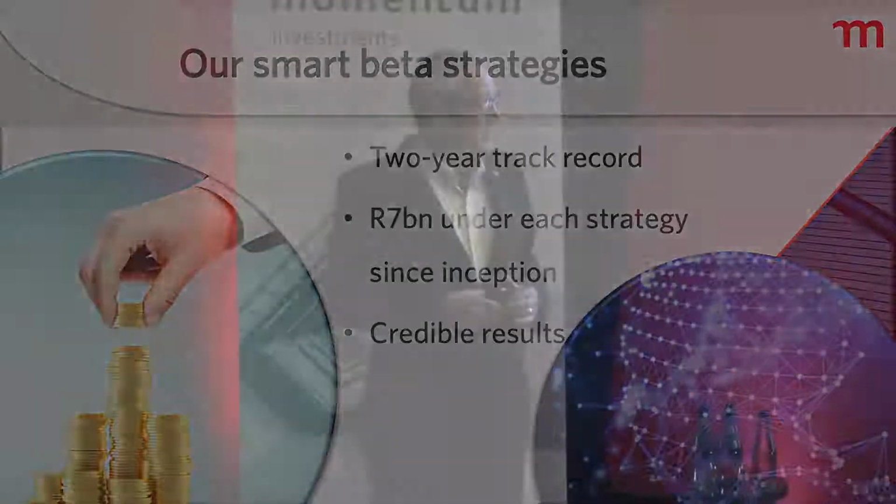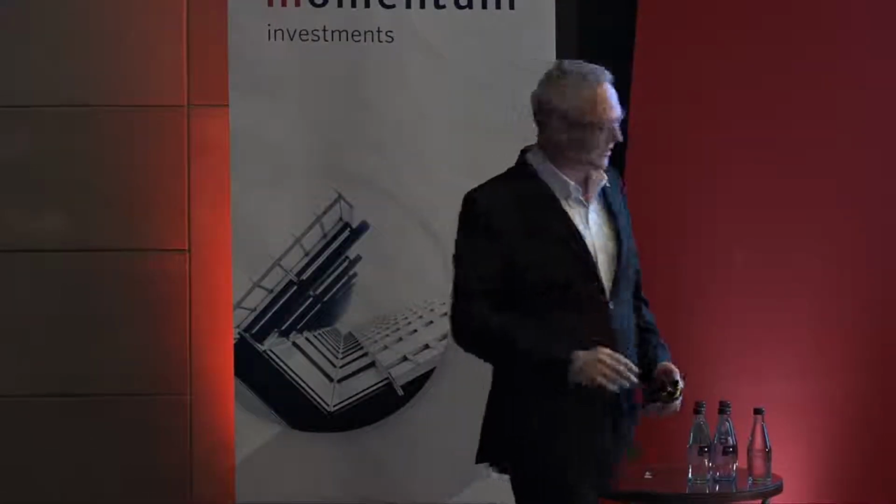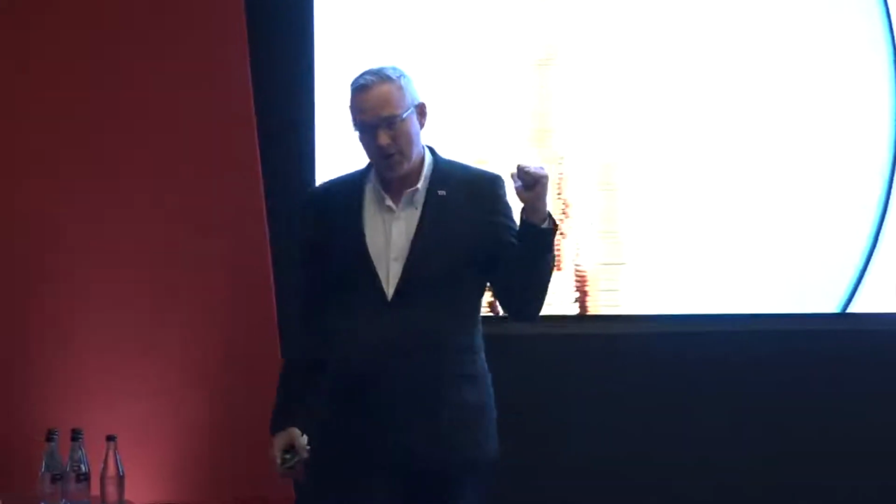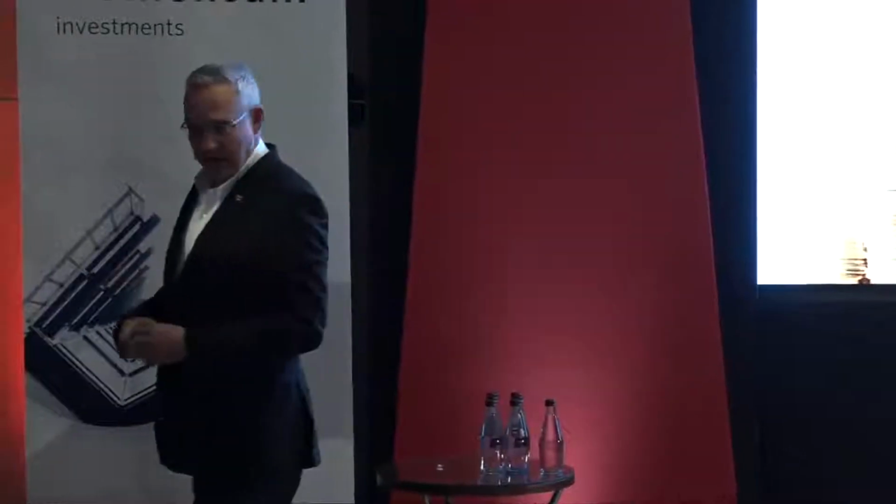They've got around 7 billion in each strategy, which they've been running since inception. Anybody know that Momentum had 2 smart beta funds with 15 billion worth of assets? Show of hands. What a wonder. We did a great job of keeping that undercover. And they've got incredible results. Both of them are in unit trust surveys, so you can see them on Morningstar, all of the likes.